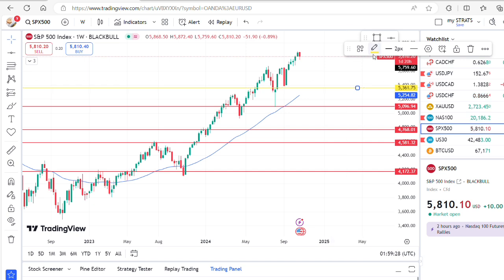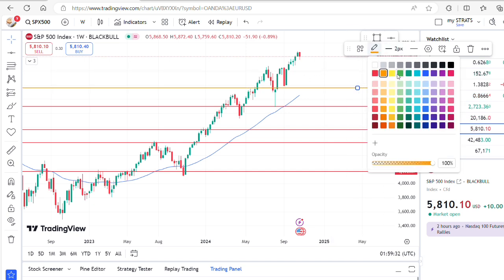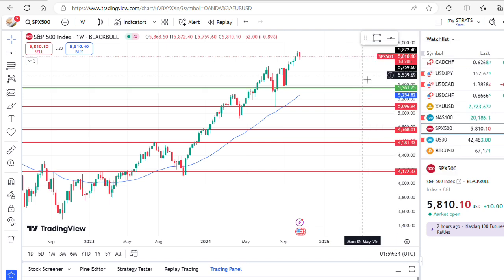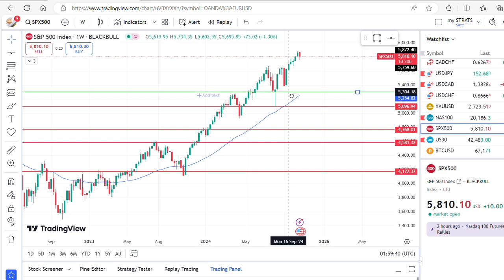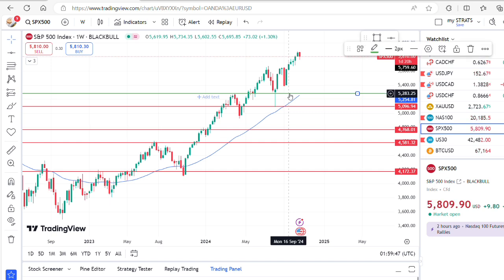Right now I'm picking a color for us to use for the 1 week trend line. I guess we're going to go with green right here. And now we mark up the 1 week. As you can see, I put the line right there where you got 1, 2, 3 different points right there.